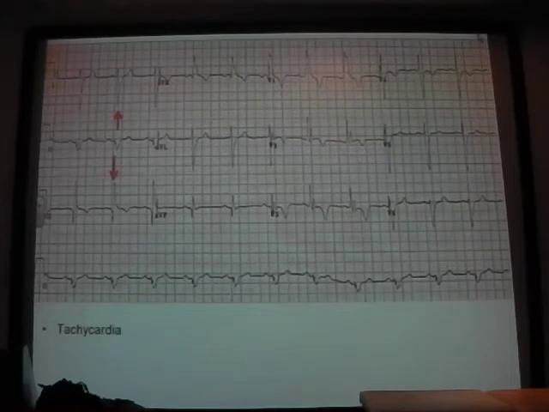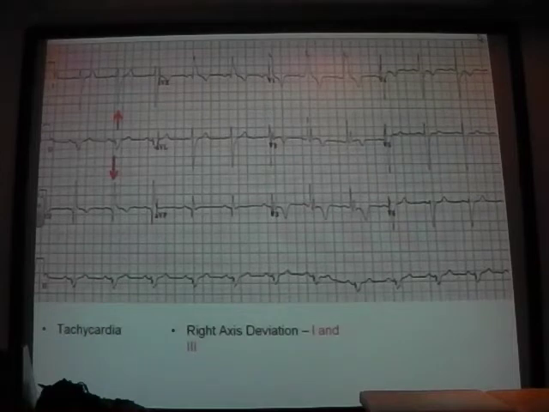Yep. Right axis deviation, and you look at leads 1 and 3 for that. Some people say leads 1 and 2, but lead 1 and 3 I usually look at. Anyone know what this is?